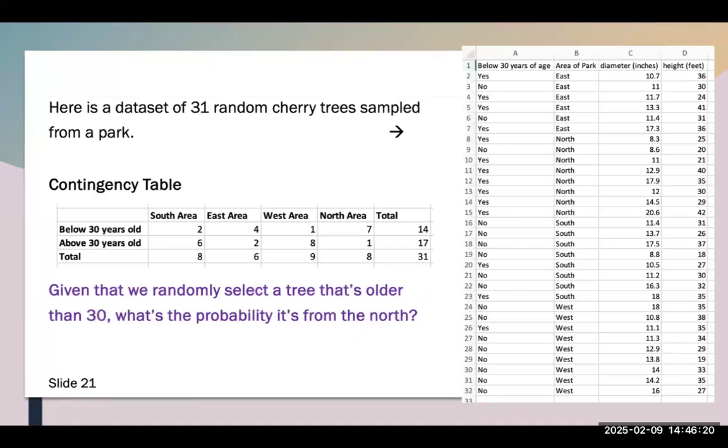Let's switch this. Given that we randomly select a tree that's older than 30, what's the probability it's from the north? Pause the video and see if you can find that probability. So the trees that are older than 30, there are 17 of those. 17 trees are older than 30, and exactly 1 of those trees is from the north, so it's 1 out of 17, or 0.06.